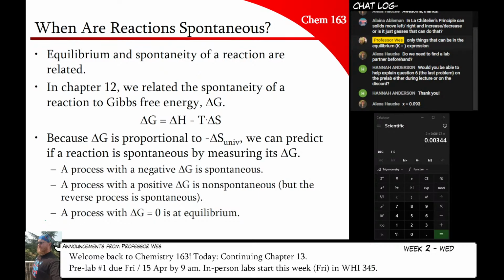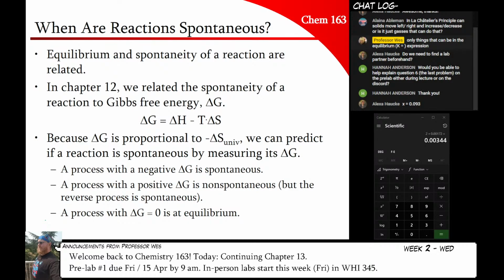So there's our summary right there. I didn't include the process that is delta G equals 0, which is at equilibrium, but that makes sense because if we put a 0 in for that, we would get delta H equals T delta S, and we can use that to solve for a specific temperature at which equilibrium would occur for a given delta H and a delta S.